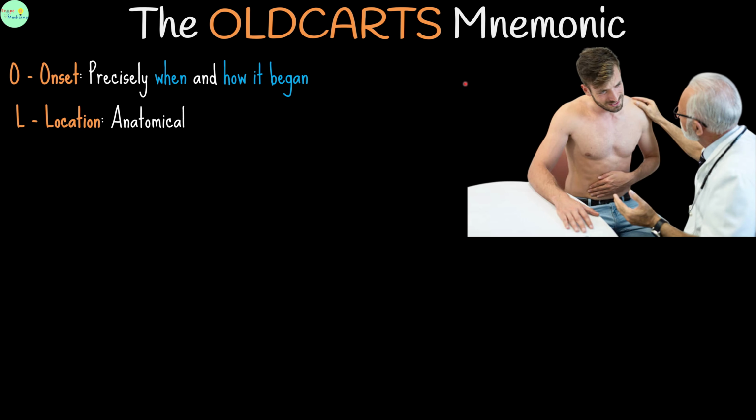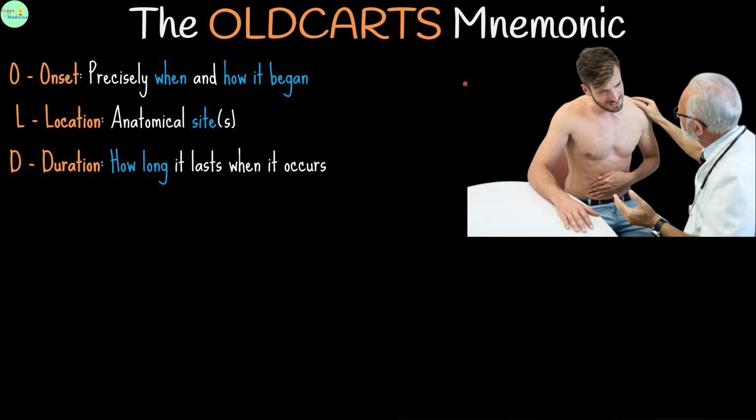L is for location. Identify the exact anatomical site. Ask, "Can you point with one finger where it is?" Always inquire if the sensation radiates or travels anywhere else. D is for duration. Determine how long the symptom lasts when it occurs. Is it constant or episodic? Distinguish between pain that lasts for seconds versus hours. C is for character. Elicit a qualitative description. Ask, "What does it feel like?" Encourage the use of similes, such as "like an elephant sitting on my chest," or "a burning sensation."